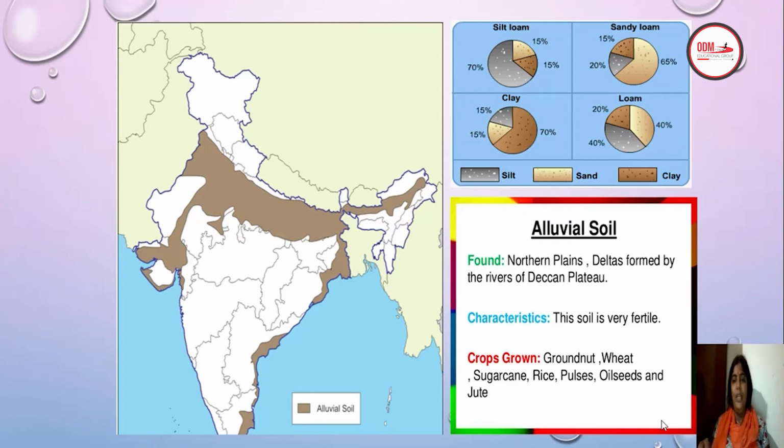You have to write about alluvial soil, where it is found, like in the northern plains and deltas formed by the rivers of the Deccan Plateau. Then, what are the major characteristics of the soil? This soil is very fertile among all the soils. And then, what kind of crops are grown on this soil? That is groundnut, wheat, sugarcane, rice, pulses, oilseeds, and jute.